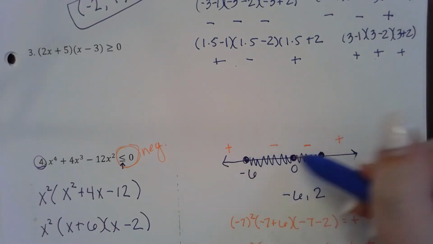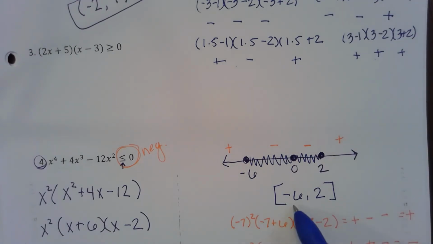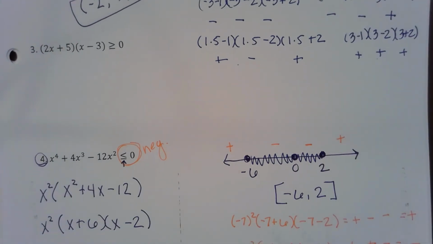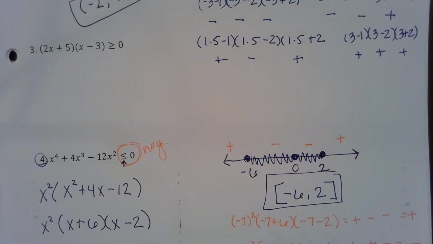Now, because these are closed circles, we're allowed to use brackets, meaning it can be -6 and it can be +2. So there is our final answer.